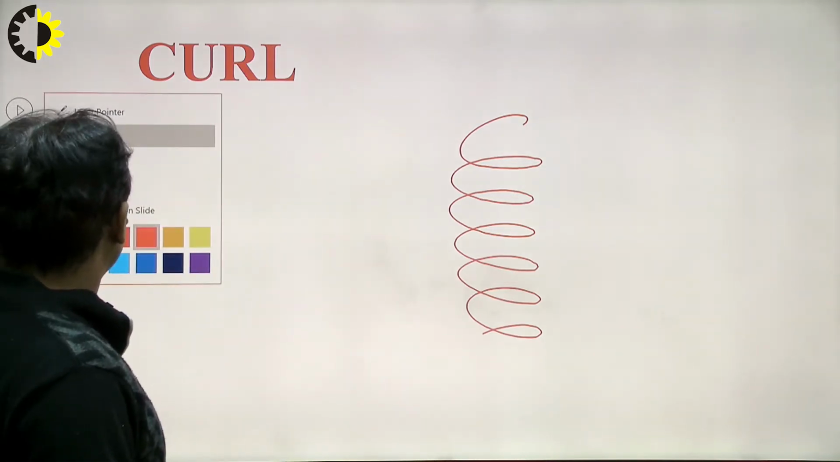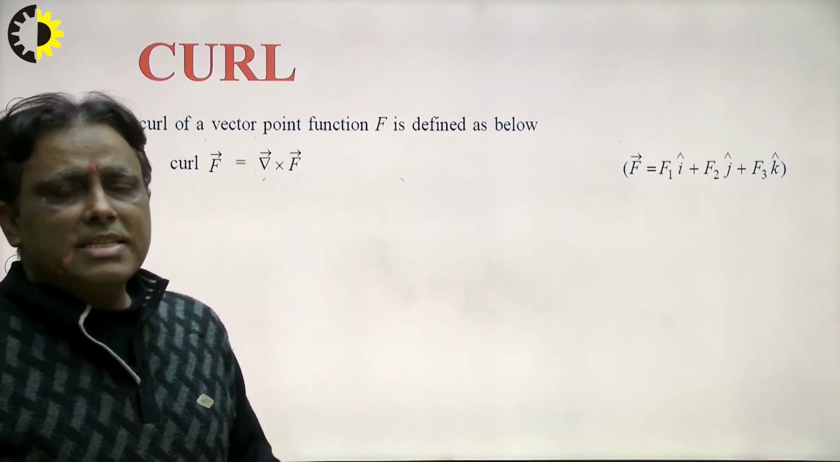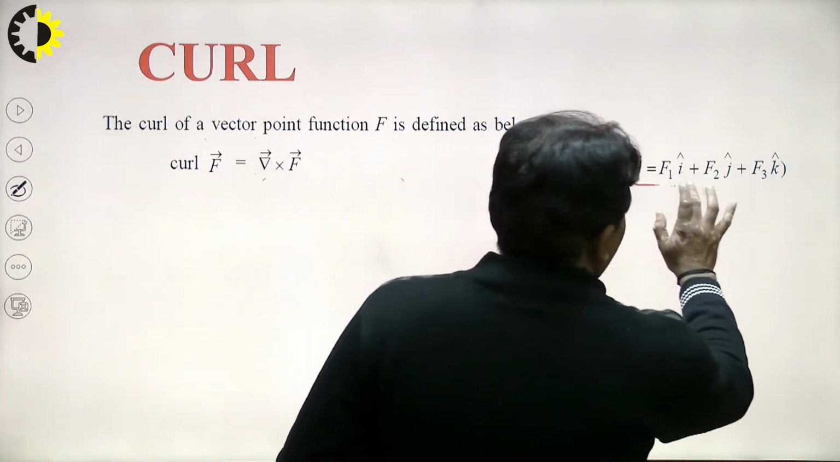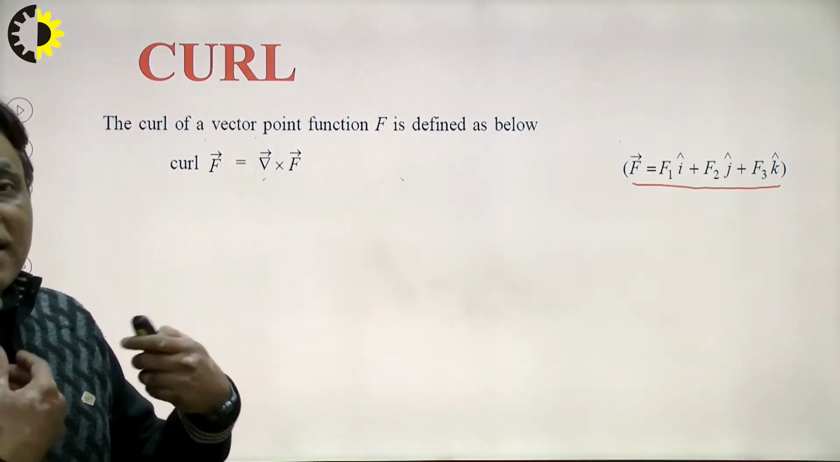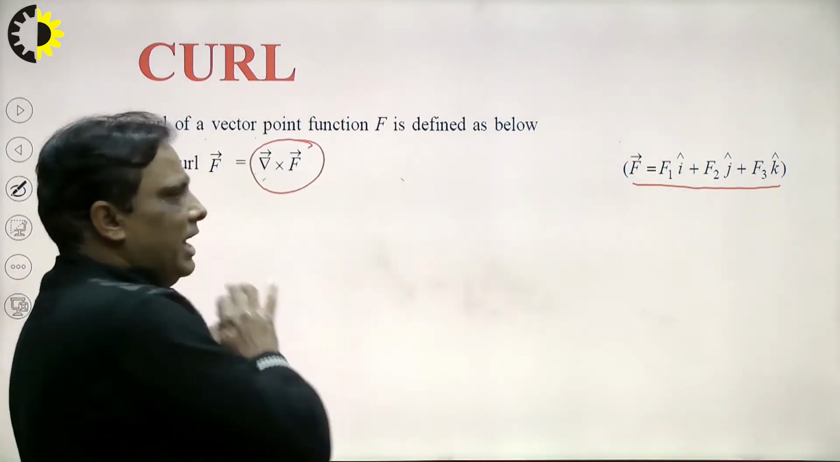First of all, we see what curl is mathematically. If I consider a vector point function f denoted by f1 i plus f2 j plus f3 k, what will be the curl here? Curl is denoted and defined by del cross f.